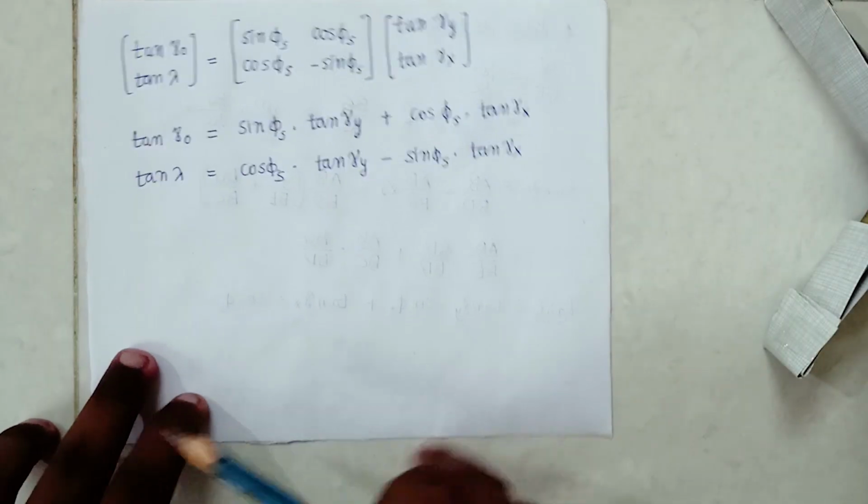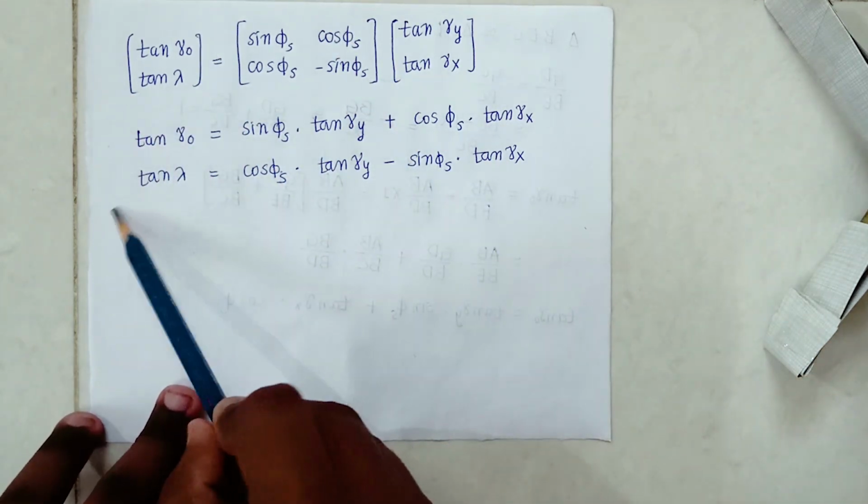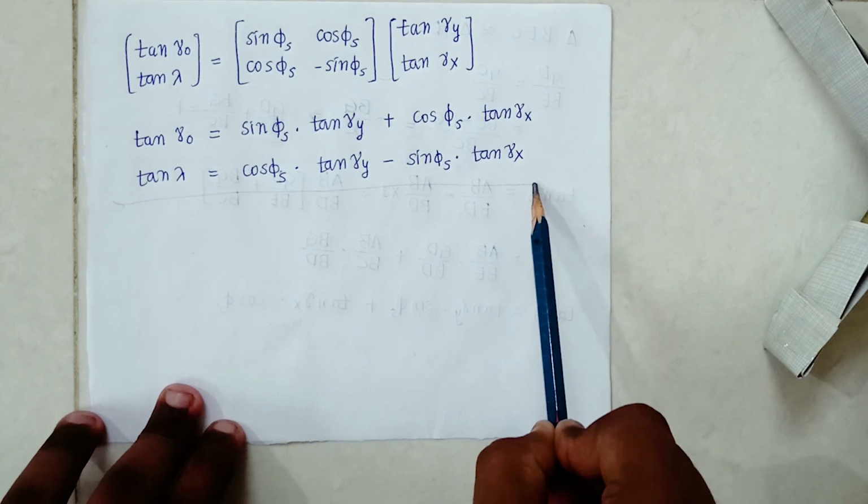In order to simplify, we will write it in the matrix form to remember easily. And you can expand the matrix form and get the same formula again.